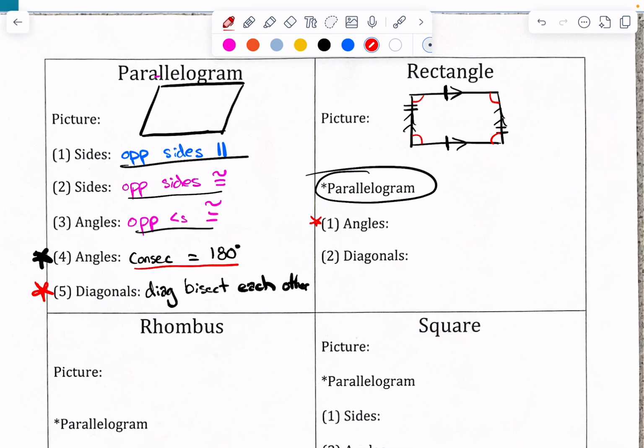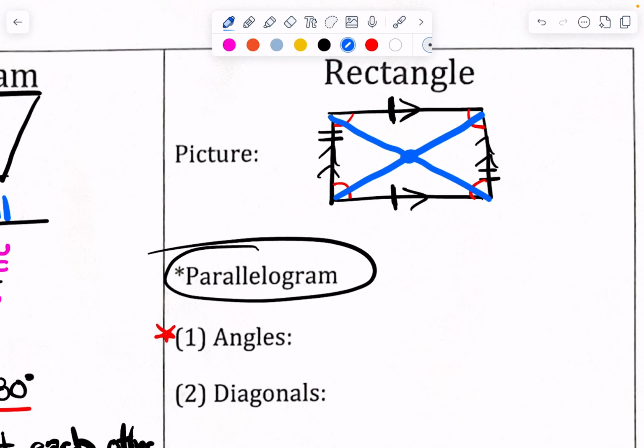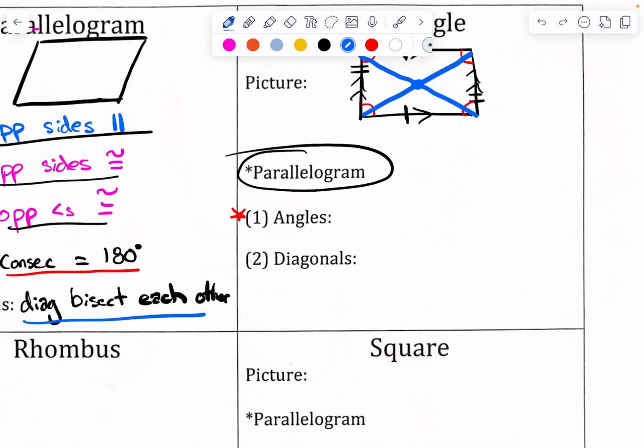We know that the consecutive angles, the ones that are right next to each other, like those two, add up to be 180. These two add up to be 180. These two add up to be 180, and these two add up to be 180. And then I also know that the diagonals, these guys, bisect each other. So they split each other in half, meaning this chunk is the same length as this chunk, and this chunk's the same length as this chunk. Each diagonal splits the other in half.